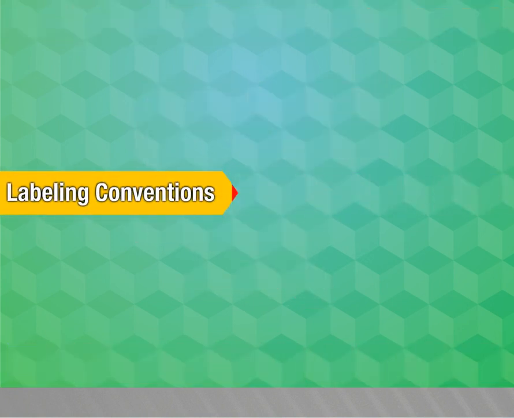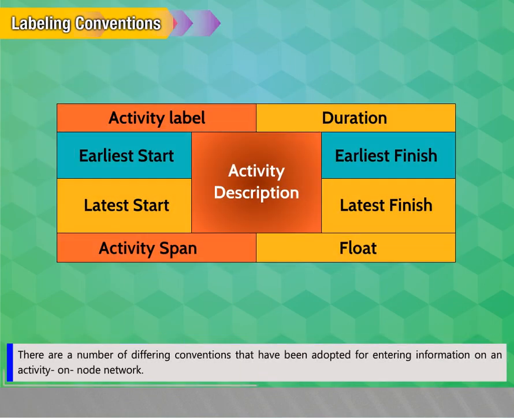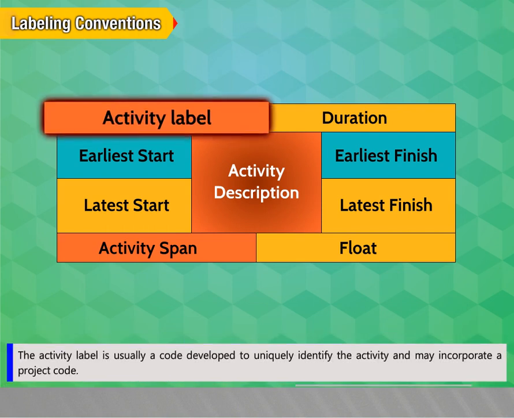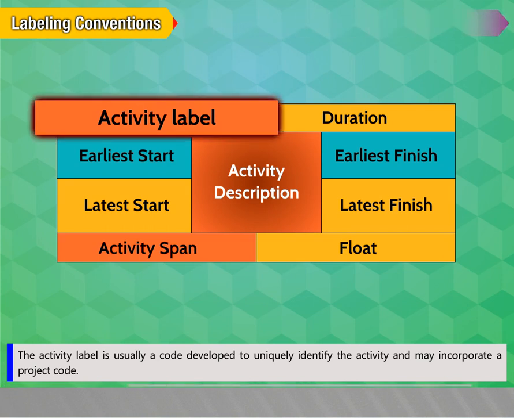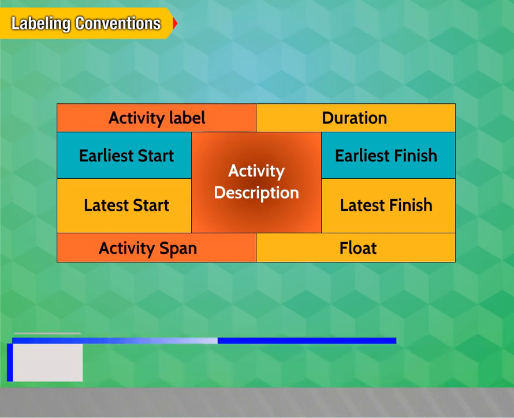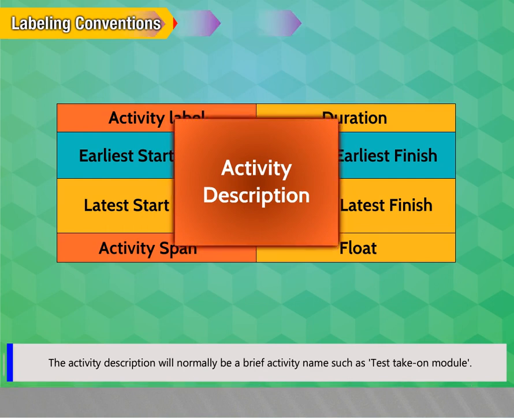Labeling conventions. There are a number of differing conventions that have been adopted for entering information on an activity or node network. The activity label is usually a code developed to uniquely identify the activity and may incorporate a project code. The activity description will normally be a brief activity name such as test take-on module.